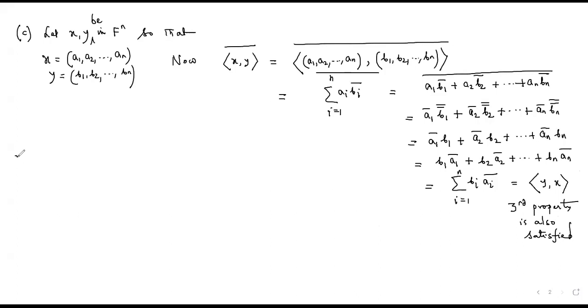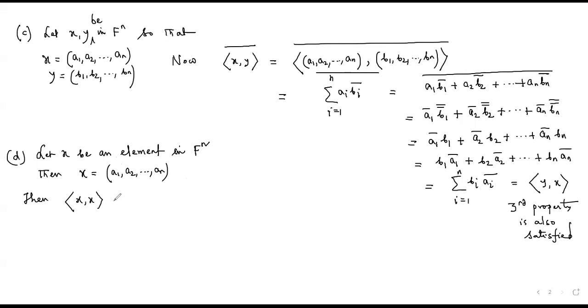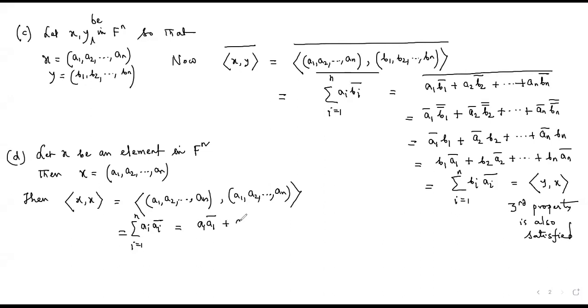And number D, let x be in Fn. Okay, then x is this vector, and if I consider the inner product of this x and x, we can simply write it, by definition, as the summation, I goes from 1 to n, of ai ai bar, which is a1 a1 bar plus a2 a2 bar plus dot dot dot plus an an bar.